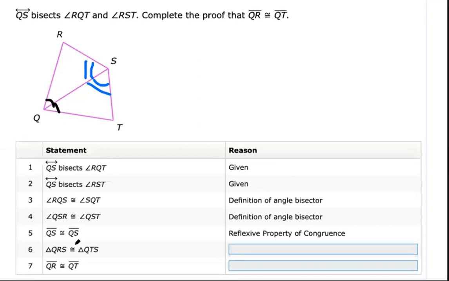All right, next they're going to tell us that QS is congruent to QS. That's the reflexive property of congruence. And now they're looking for these two triangles. What can we solve for: angle, side, side, side, angle, angle, side, etc. So you have QRS is congruent to QTS.